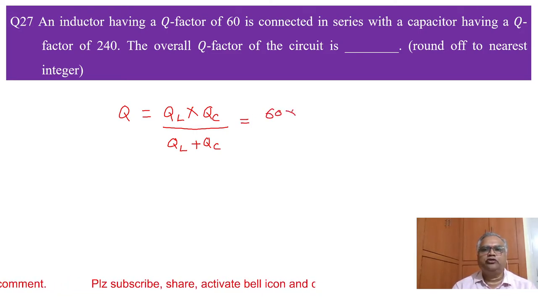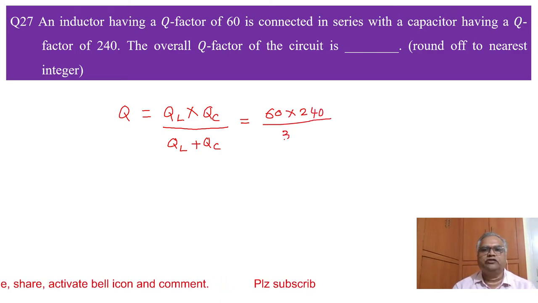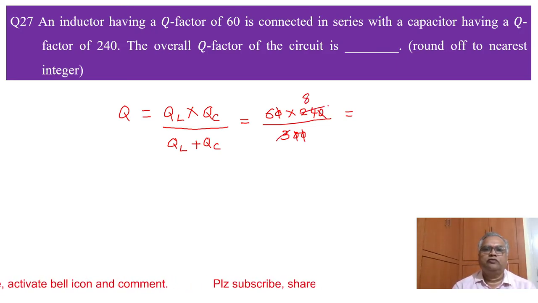So 60 into 240 by 60 plus 240, which is 300. Simplify. The zeros cancel, 3 goes 1. So 48 is the answer.